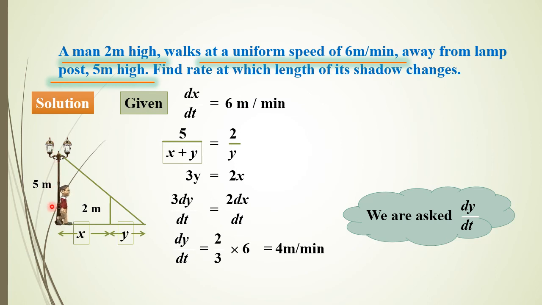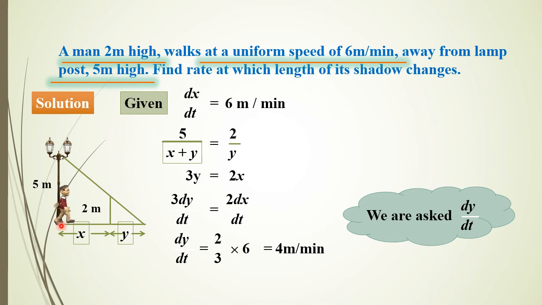Then they are telling us to find, when this person walks away from the lamp post, at what rate his shadow will increase or change. This is the question. In the given question, dx by dt is 6 meters per minute. The height of the lamp post is 5 meters, and the height of the person is 2 meters.